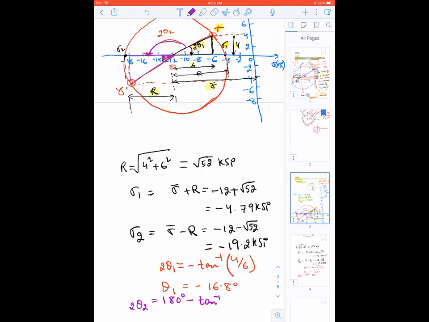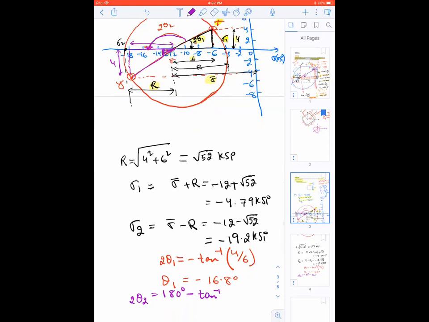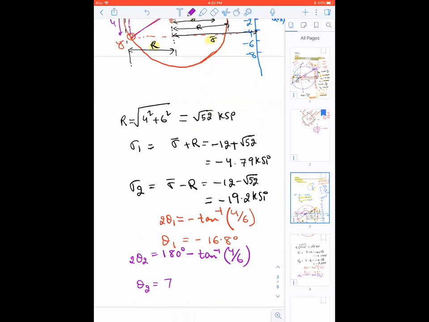Your opposite is how much? 4. We're just taking the magnitude here. And your adjacent is, sorry, not 18, 6. I'm sorry. 6 from here to here is 6. 12 minus 18 is 6. So the opposite is 4 divided by 6. If you calculate, your theta 2 is positive 73.2 degrees.